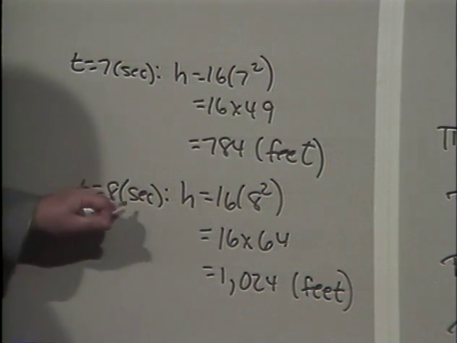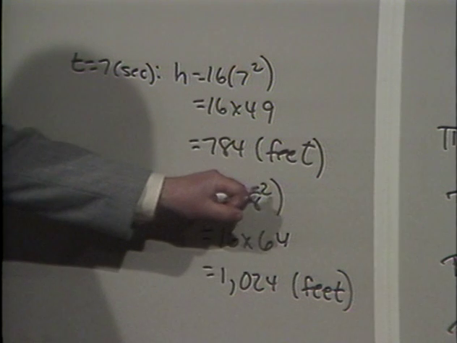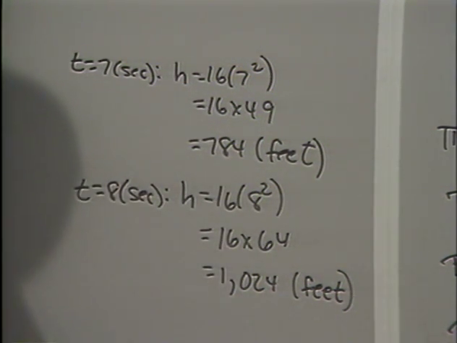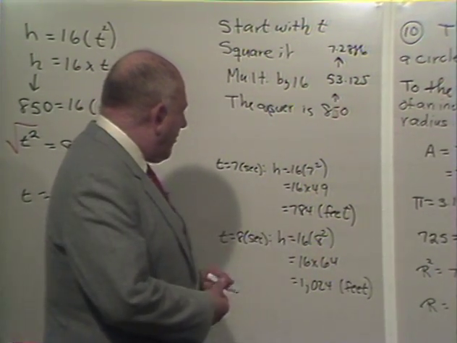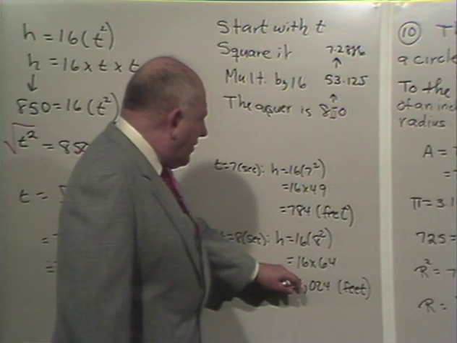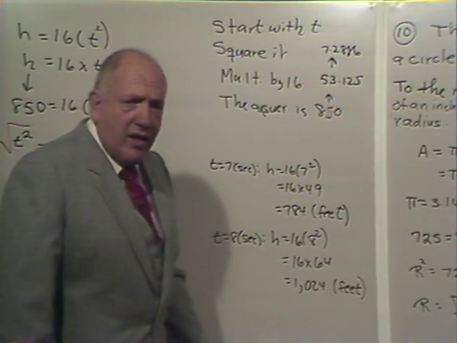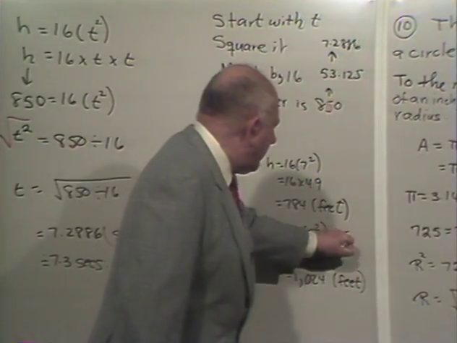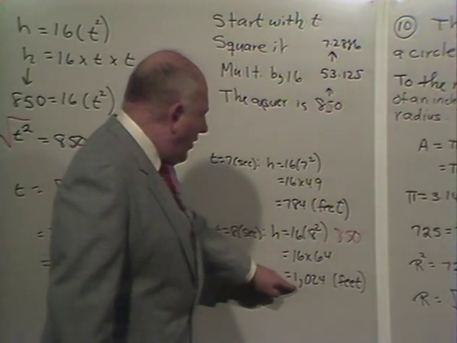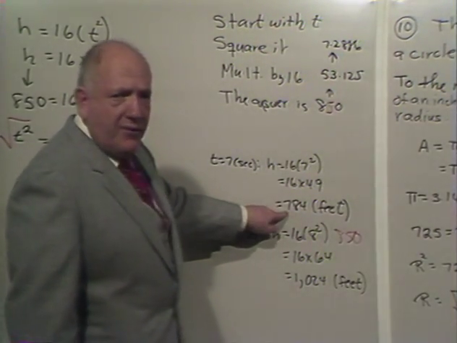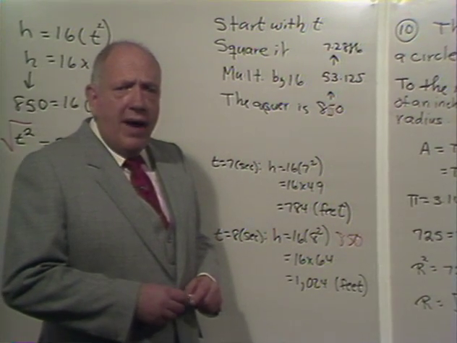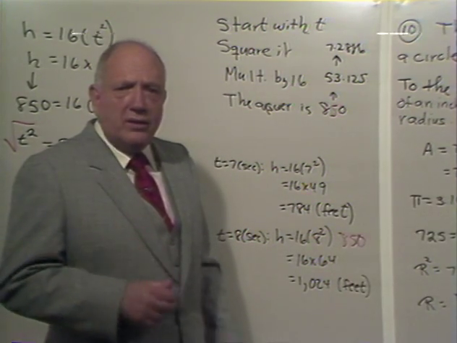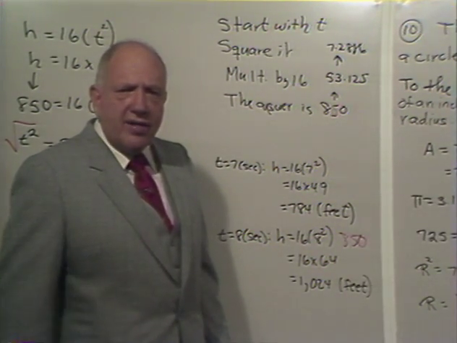Now you try 8 seconds. If I replace t by 8 in 16t squared, 8 squared is 64, and 64 times 16 is 1,024. So that tells me the object hasn't hit the ground in 7 seconds, but it must have hit the ground quite a bit before 8 seconds, because if it fell for a full 8 seconds, it would have fallen over 1,000 feet. And since 850 is between 784 and 1,024, but closer to 784, it's a reasonable guess that the time it took to fall 850 feet was between 7 and 8 seconds, but closer to 7 seconds. So you're again testing the validity.